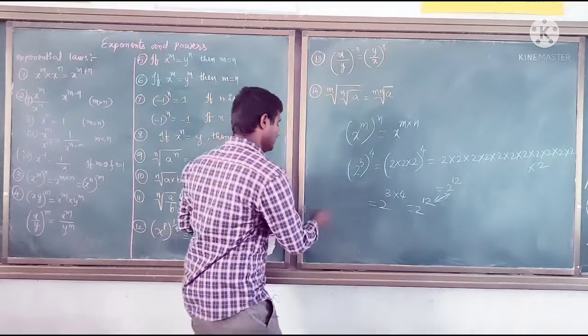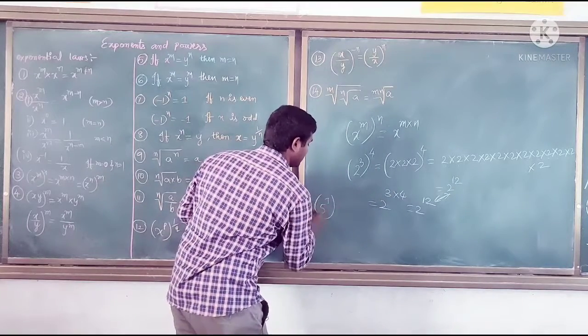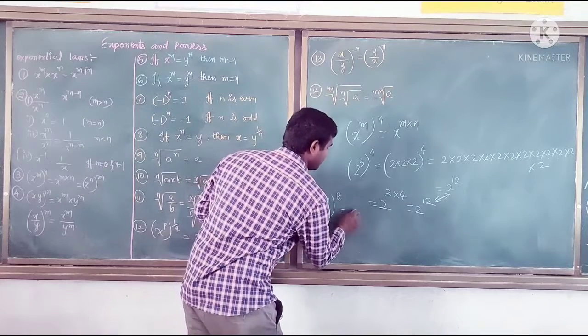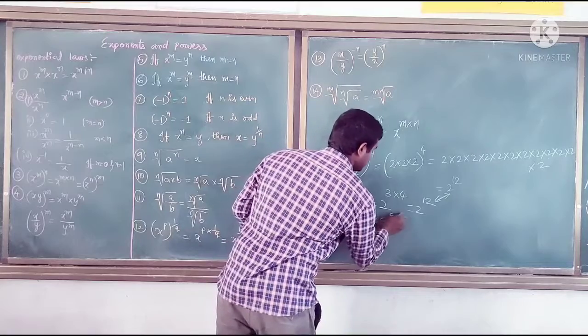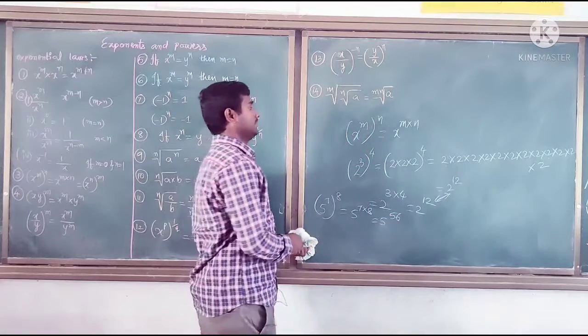Okay, that means (5 power 7) whole power 8, this we can write as 5 power 7 into 8, that is equal to 5 power 56.